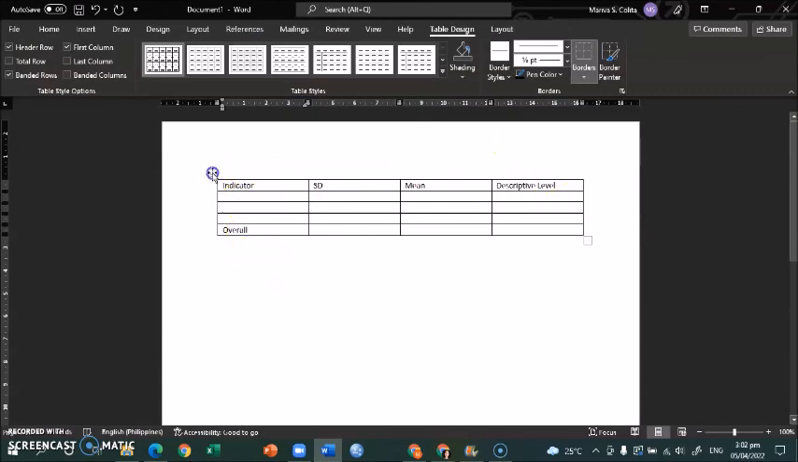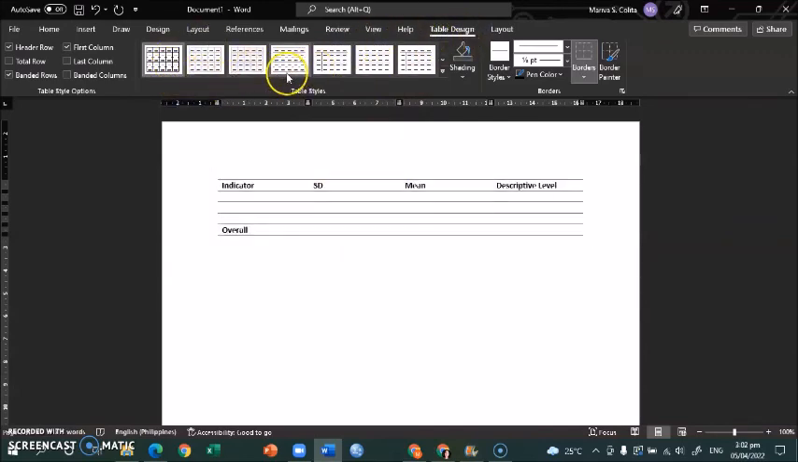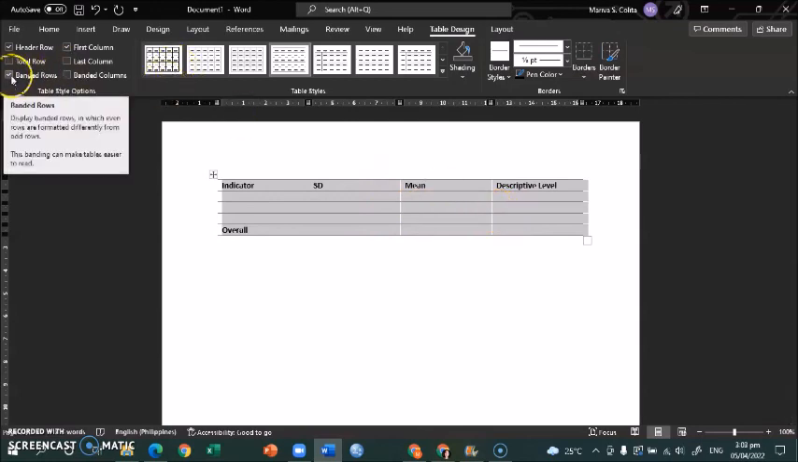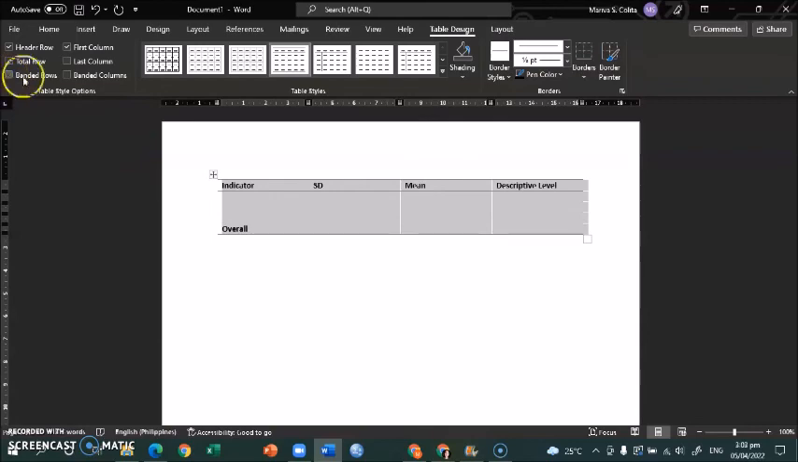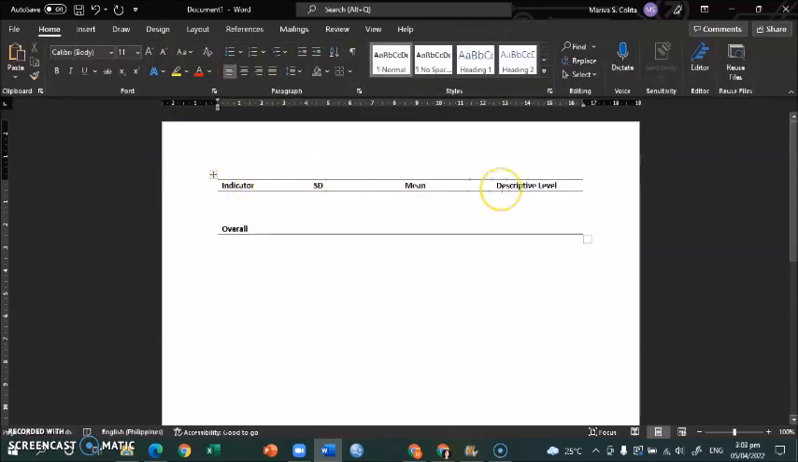So, you click on this. The table is now highlighted. And then, under table design, just choose plain table. This one, plain table 2. Click on that. So, here it is, but there are still many horizontal lines. Now, you uncheck the banded rows on the left side. If you uncheck that, there, only 3 horizontal lines are left.